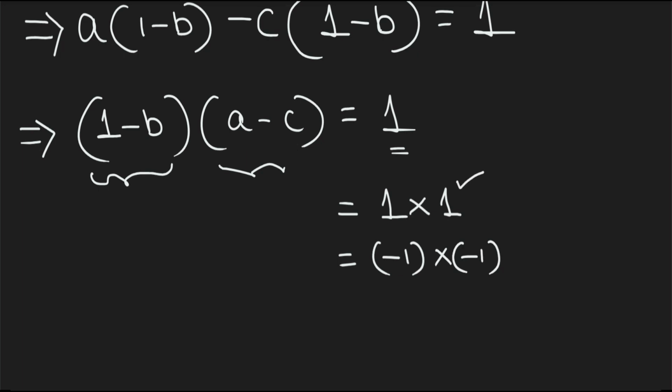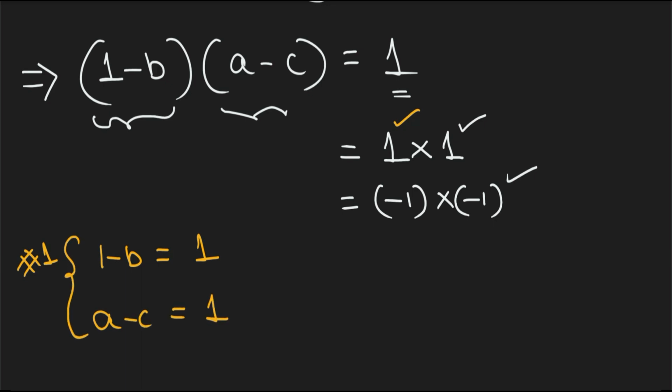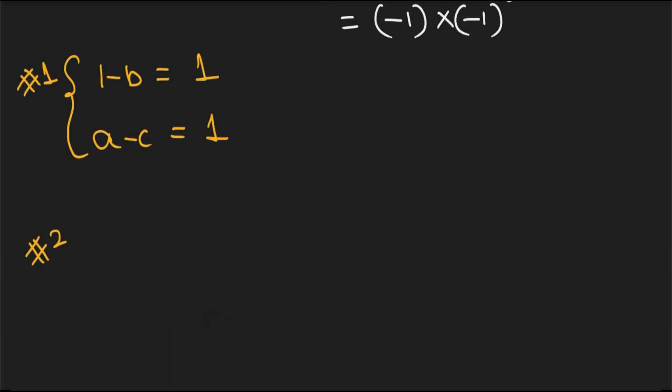So from these two values we can write the equation as, so first condition is 1 minus B is equal to 1 and A minus C is equal to 1, and the second condition is 1 minus B is equal to minus 1 and A minus C is equal to minus 1. Let us solve these two conditions and find the value of A, B and C.